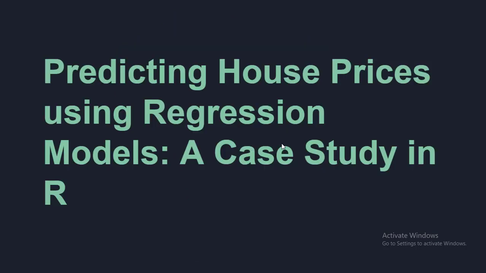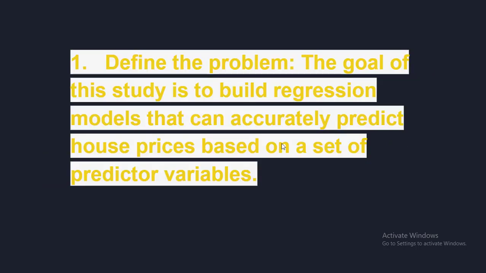Here is an example of a research study that follows the data science process in R, which is predicting house prices using regression models, a case study in R. The first step is to define the problem. The goal of this study is to build regression models that can accurately predict house prices based on a set of predictive variables. In this step, we are defining the problem we want to solve.